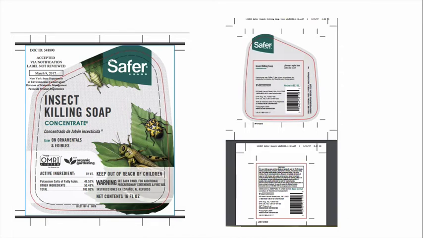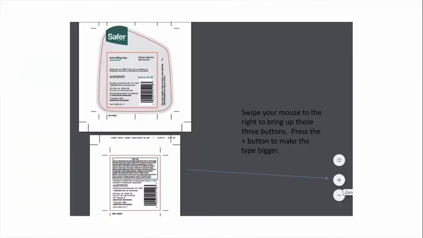But inside, once you purchase a product, you peel away this part and you see the actual fine print, so to speak, of the label: how it's used on what insects, the application rates, etc. In this case, your eyes would be better than mine if you could read that. So here's a little tip in order to read the fine print of a label. You want to swipe your mouse to the right, and sort of magically these three buttons will appear. If you press the plus button, it increases the font size, so you'll be able to read this fine print.